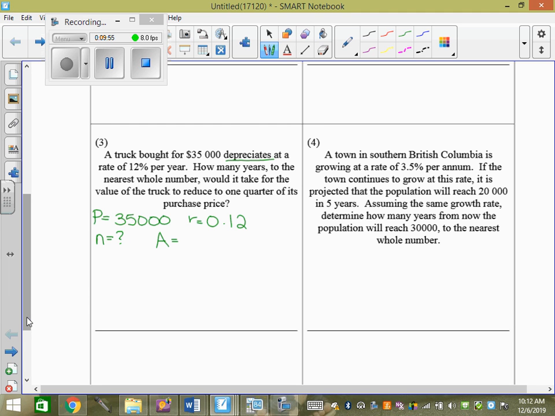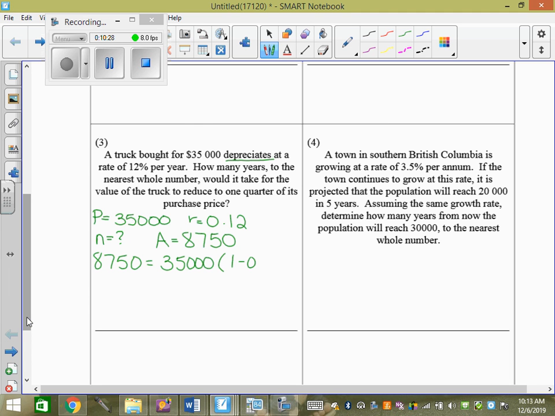8,750? Yeah, I'm pretty sure it is. Okay, so why is this final smaller? Does that even make sense? It's decreasing. So when it's depreciating or decreasing, our final should be smaller than our initial, right? If it's increasing, our initial should be smaller than our final.